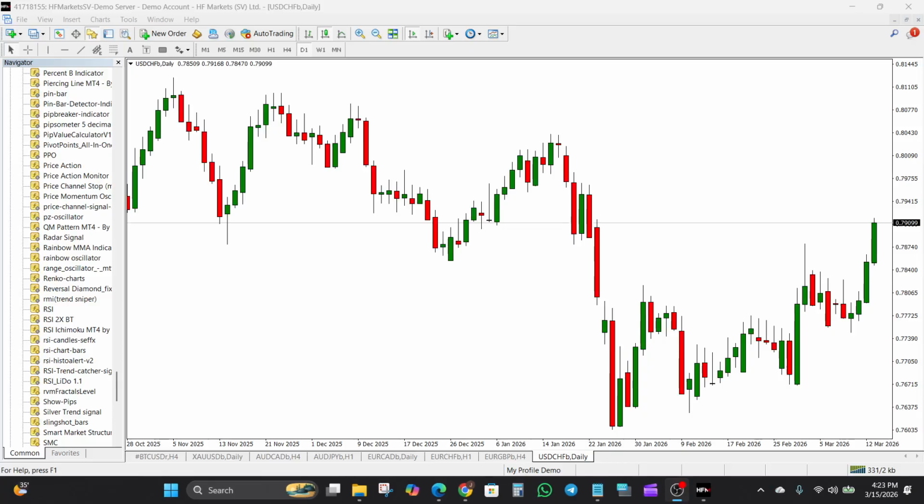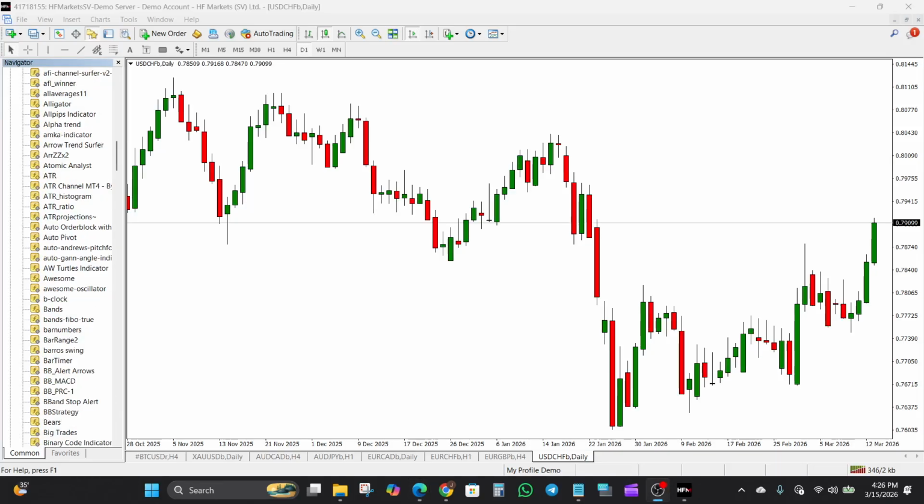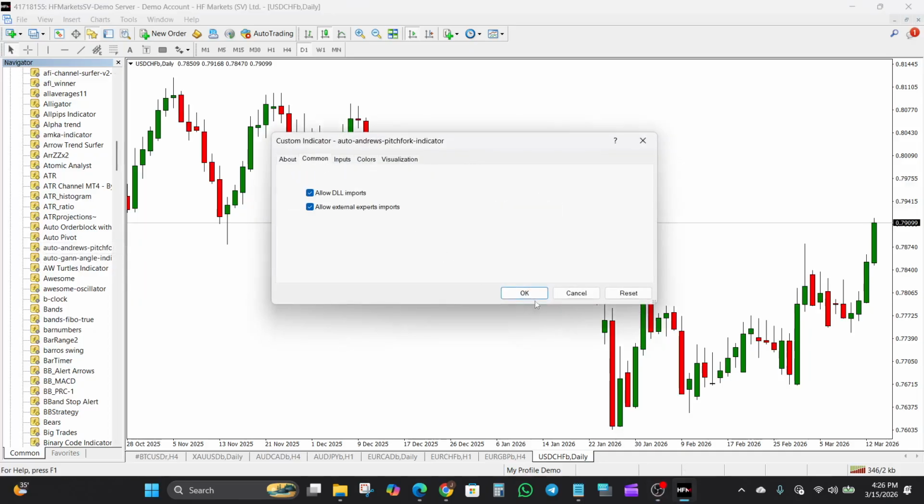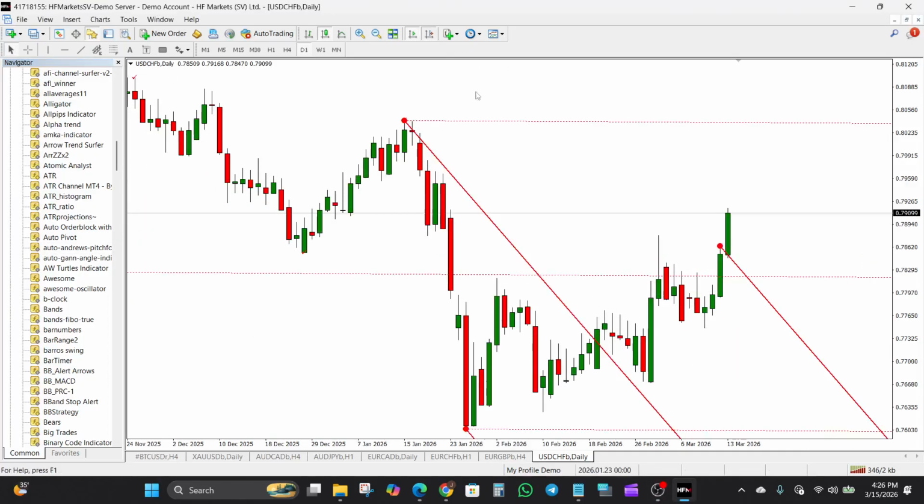The median line trading strategy is based on a technical analysis tool known as the median line, often associated with the work of Alan H. Andrews. This tool is commonly called the Andrews Pitchfork. So I'm just going to add this indicator to the chart. The Andrews Pitchfork helps traders analyze trend direction and potential price paths.